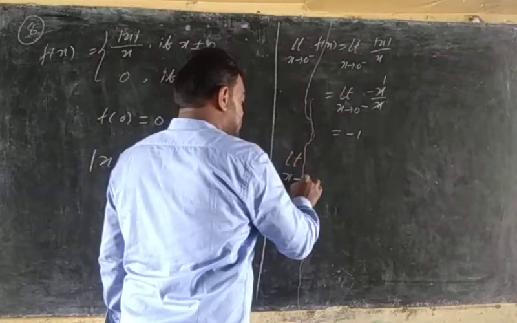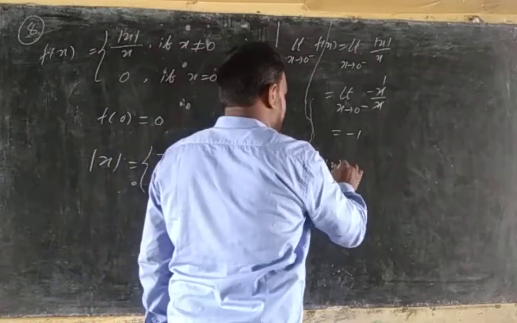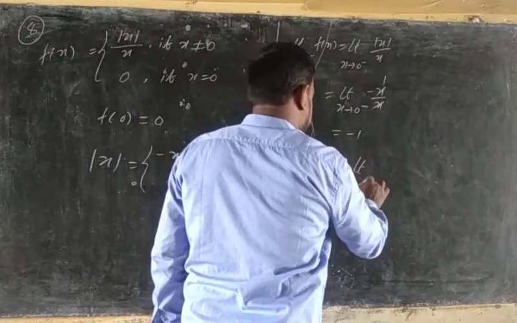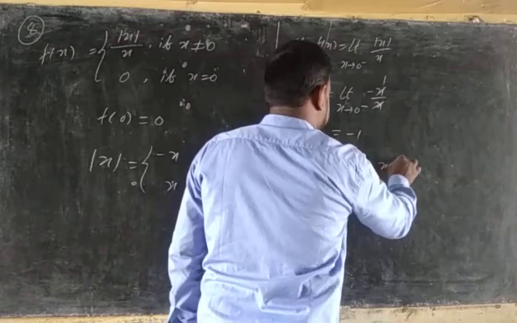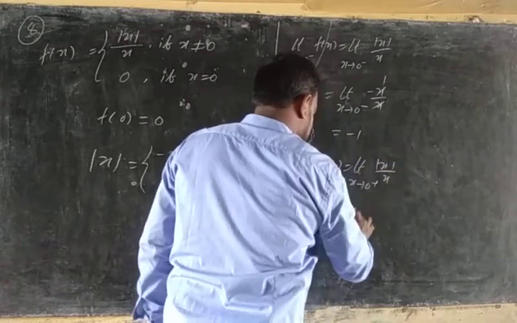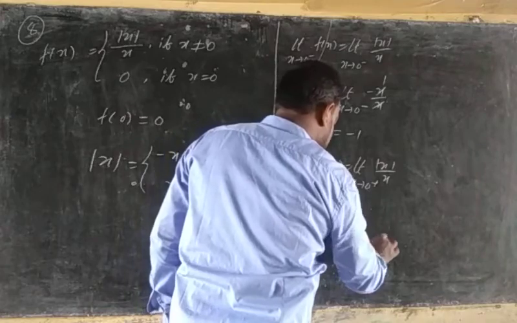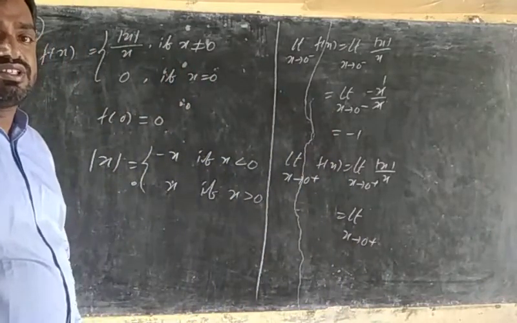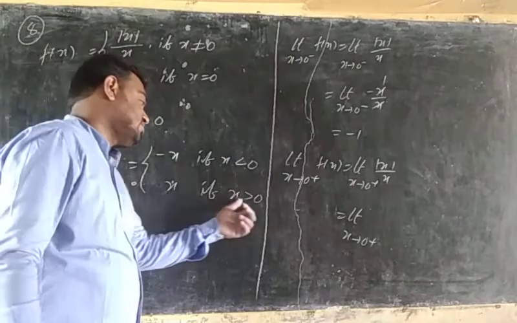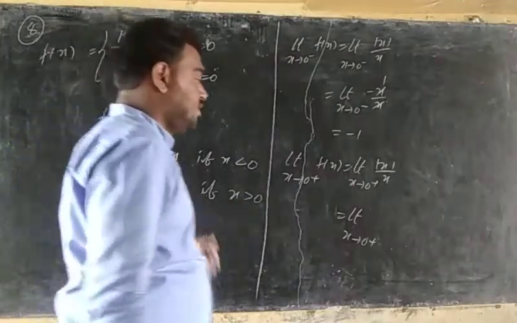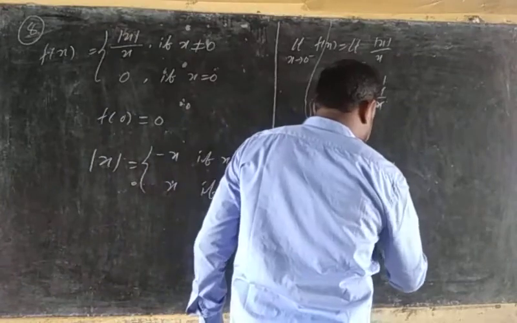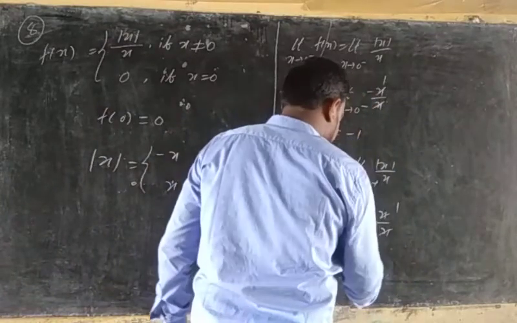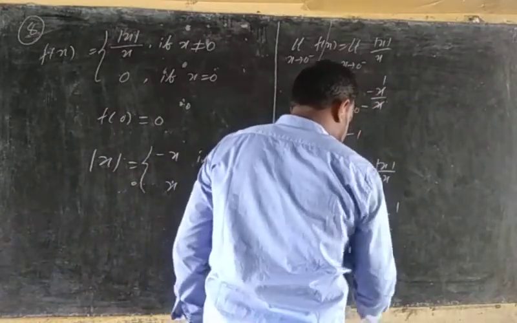Limit x tends to 0 plus of f of x you find out. f of x is equal to mod x by x. 0 plus means x is greater than 0 or less than 0? x is greater than 0. Mod x is equal to x only. So x by x, x is cancelled, 1. So this is equal to 1.